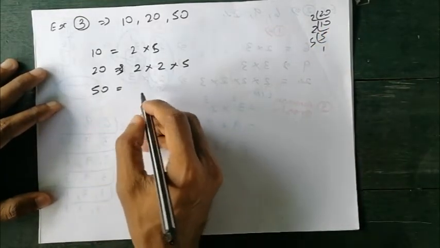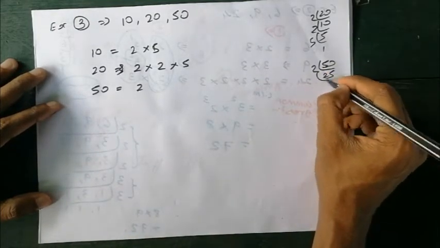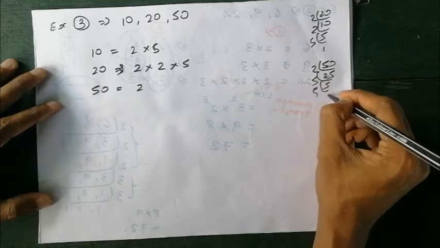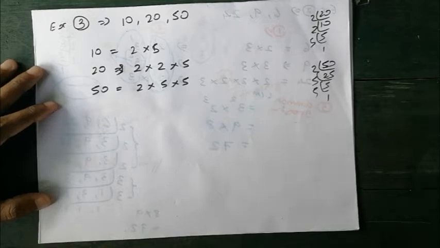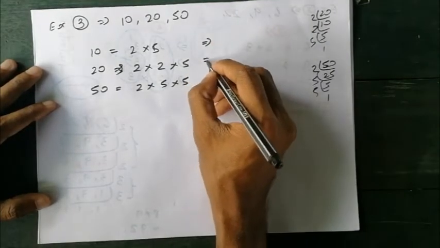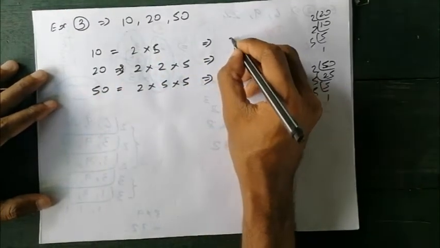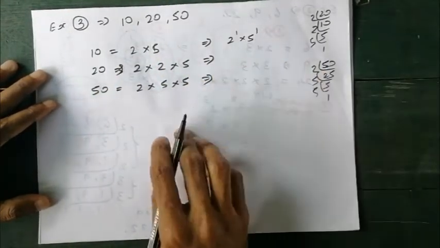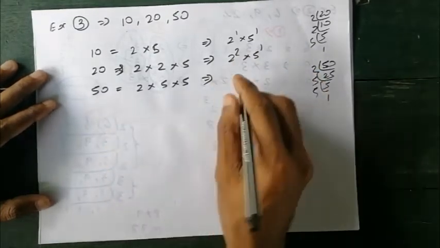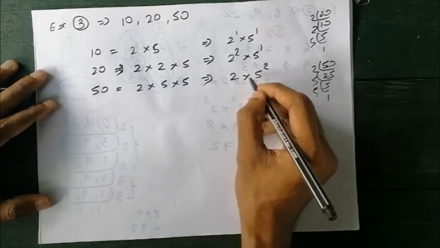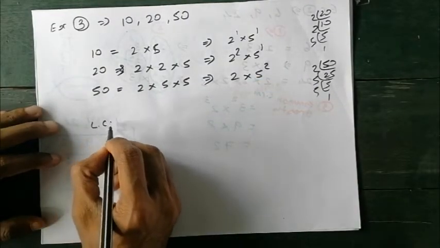50 divided by 2 is 25, then 5, 5. So 2 into 5 into 5. Okay, that is the first step. Next step, we are going to write it in power form: 2 into 1, 5 into 1. 2 squared, 5 into 1. 2 into 5 squared.